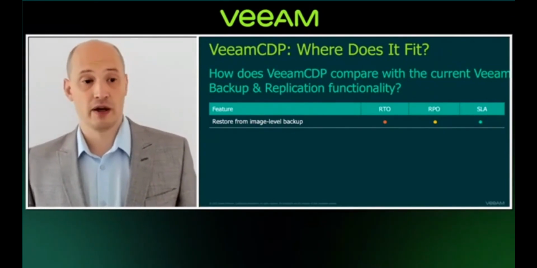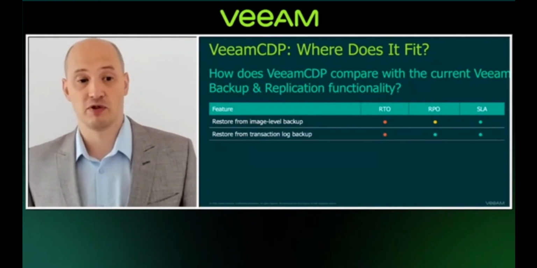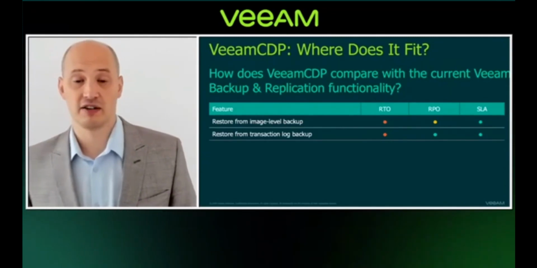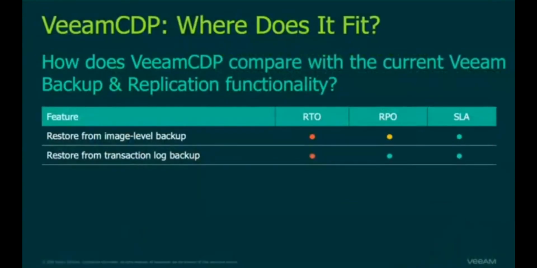A slight twist to this is when you restore from transaction log backups. So you may restore image level backup and then restore transaction logs for your database, right? RTO is still in red, right? Because it takes a lot of time. Even if you don't restore VM itself, the database restore, if a database is very large, can take a while, right? So RTO is still in red, takes time to restore. RPO is green because thanks to transaction log backup, we can minimize data loss to seconds. And again, you're restoring to primary storage, so SLA is in green.